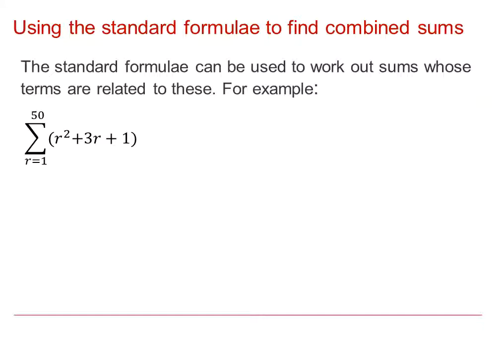So here, r squared plus 3r plus 1 is 3 terms added together, and we're going to add together 50 sets of these 3 terms. So the neat way around this problem is to separate it into 3 distinct summations. So we've got the summation of terms called r squared from r equals 1 to 50, and we've got 3 times the summation of r from r equals 1 to 50, and we've got the summation of 1 starting at r equals 1 to r equals 50.